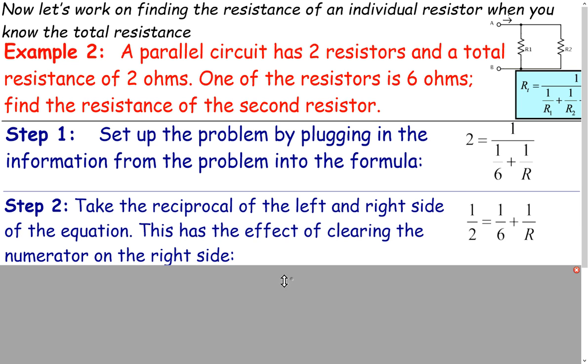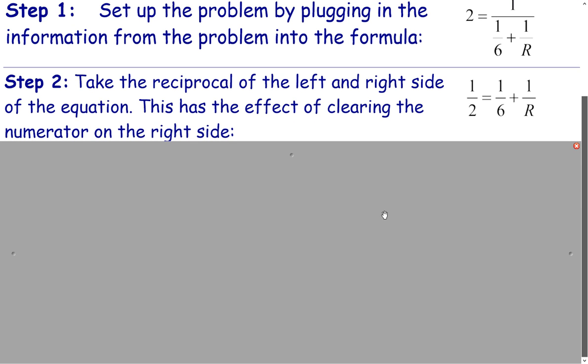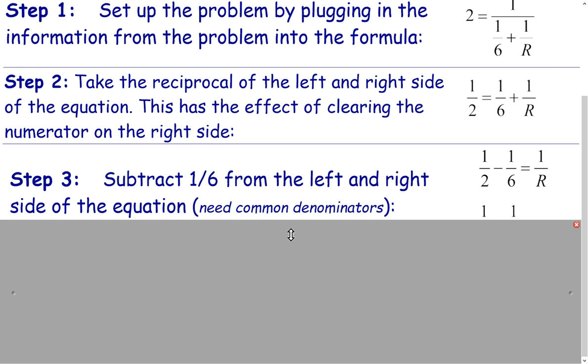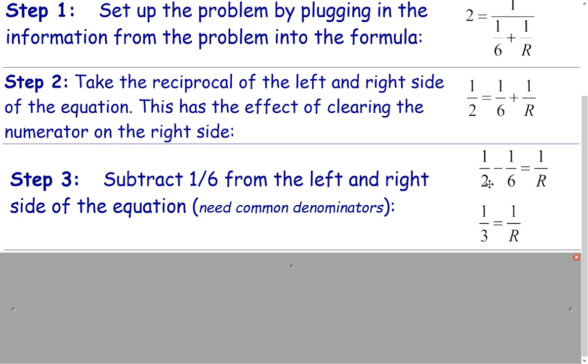Now we're going to take the reciprocal of both sides. That means we're going to flip both sides over. So we get 1/2 on the left, and on the right-hand side, we're clearing this part of the fraction out of the denominator, so we don't have the numerator of 1 on top. Next, we're going to subtract 1/6 from both sides. And remember, to do that, you need common denominators. The common denominator is 6, so multiply the top and bottom by 3. When you do, you end up getting 1/3. And I think you can see that R is going to have to be 3.